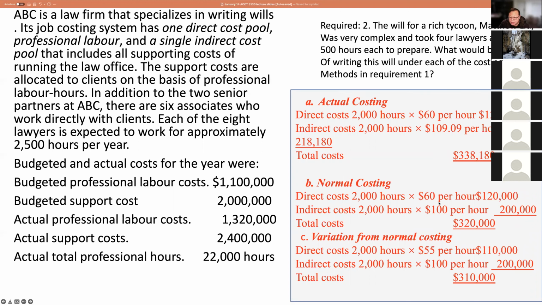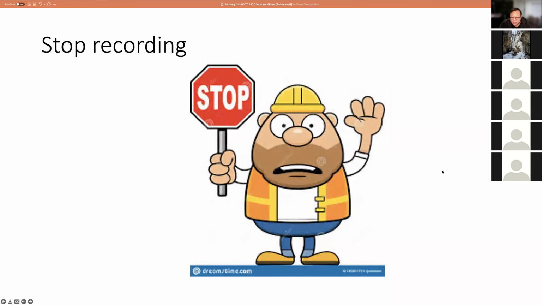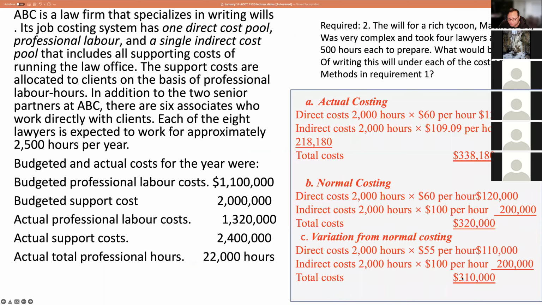So then you are comparing. Under different costings, the cost you figured out is different. Which one is more accurate, do you think? Actual costing maybe is more accurate. How close do you think these other 2 numbers are to the actual costing? So compare 310,000 versus 338,000. The difference is not that big. And compare normal, 320,000. It's not that big. So what would be the cost under each of the methods? We figured out the numbers, and the actual costing will give you the more accurate numbers.